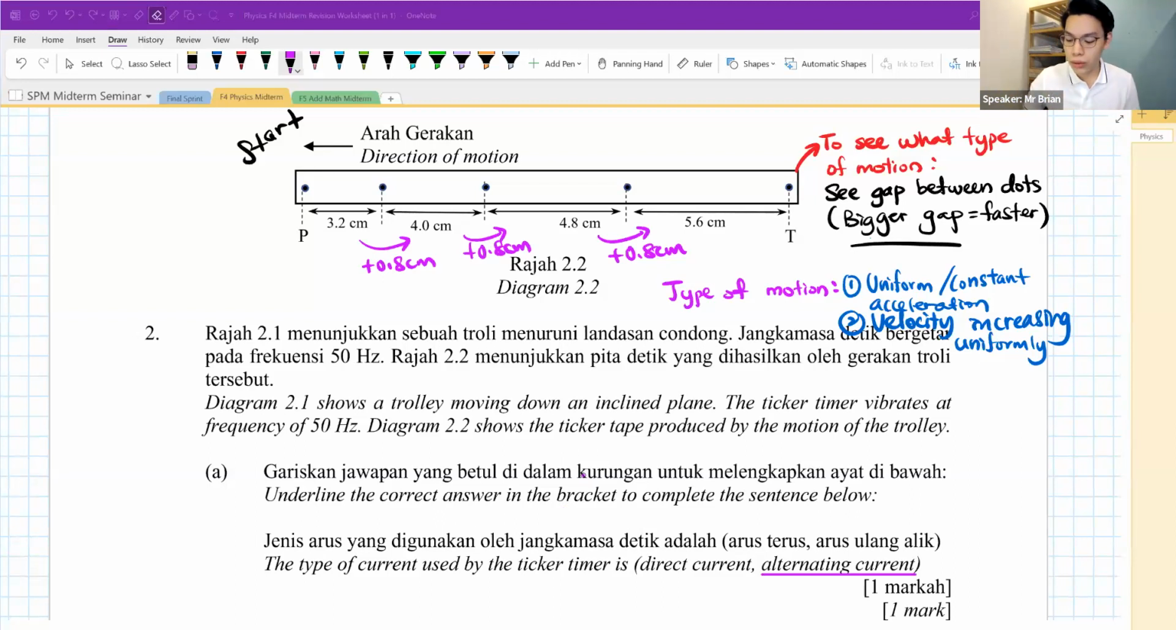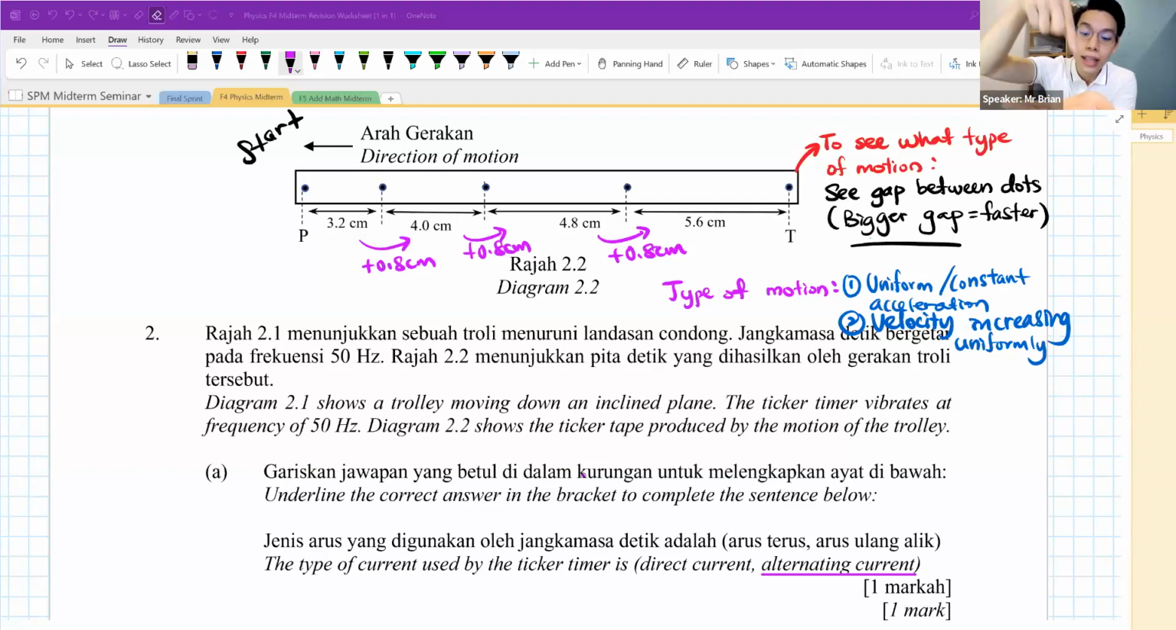What happens when you continuously supply current to a ticker timer? Watch this. Your ticker timer is going to dot, dot, dot, dot like this. If you supply a constant current, it will just dot and it won't come up. But what if you supply alternating current? Alternating current means it will kind of turn on, turn off, turn on, turn off. That's why you get your dots, because it alternates.